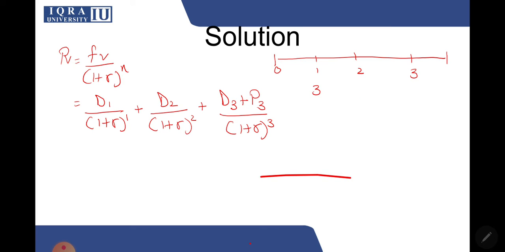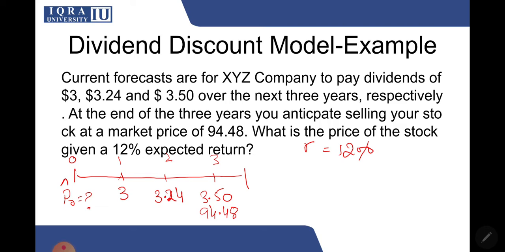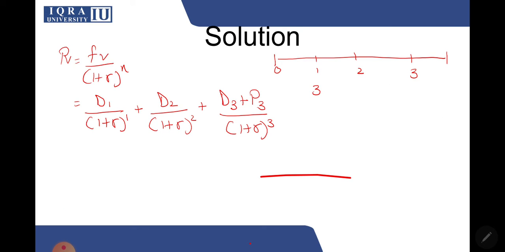3 था फिर, sorry, 3.24 and 3.5. Plus you were going to sell it at this price. So ये आपकी total cash flow थी. इसकी आपको प्रेजेंट वैल्यू फाइंड आउट करनी है एंड रेट आपको क्वेश्चन में गिवन था 12% का.